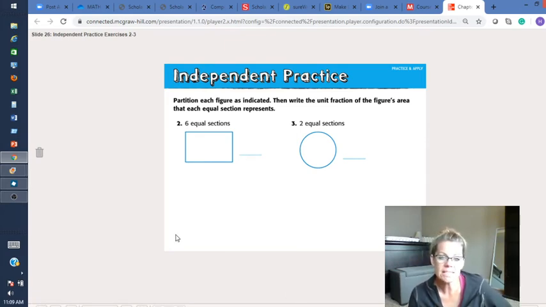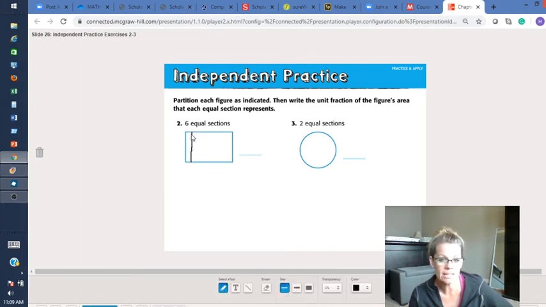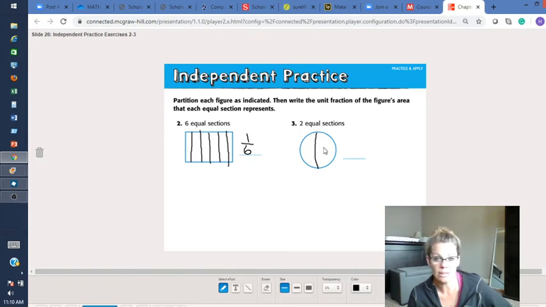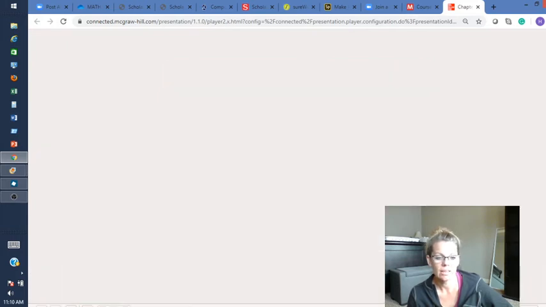Okay, so this one says partition each figure as indicated. Now, this one's really easy. If you want 6 sections, how many lines do you have to draw? 5, right? You always draw 1 fewer because the ends count as 1, 2, 3, 4, 5. So see how many pieces we have. That's obviously not very even, but we have 1, 2, 3, 4, 5, 6. And the unit fraction is going to be what? 1/6. Good. This one we need 2 sections, so we draw 1 fewer line, right? 2 sections, we just draw 1 line, and each one equals 1/2. Good job.